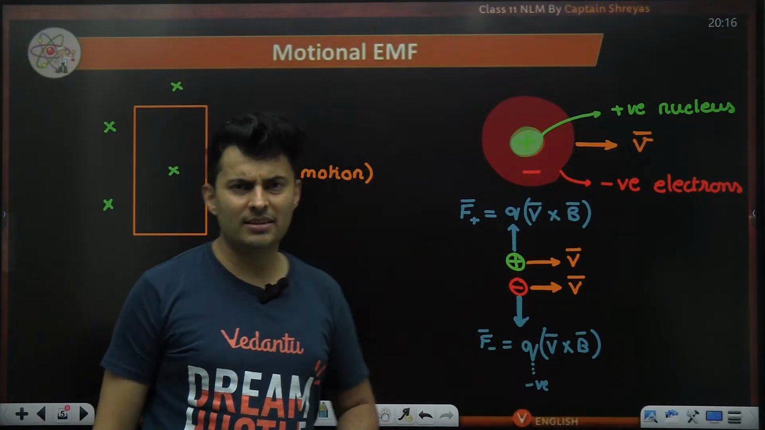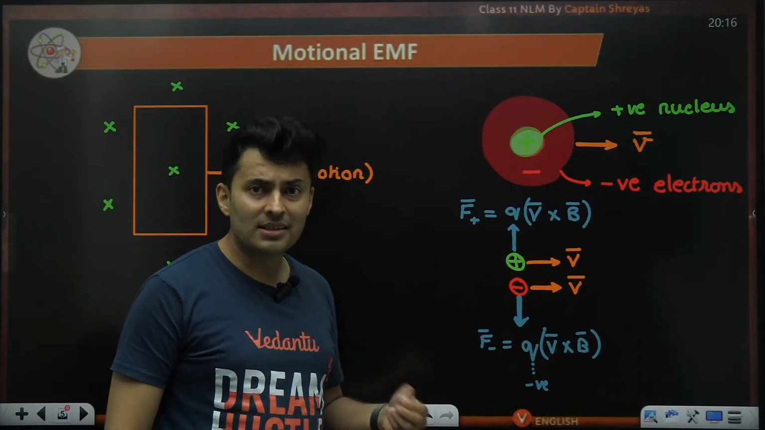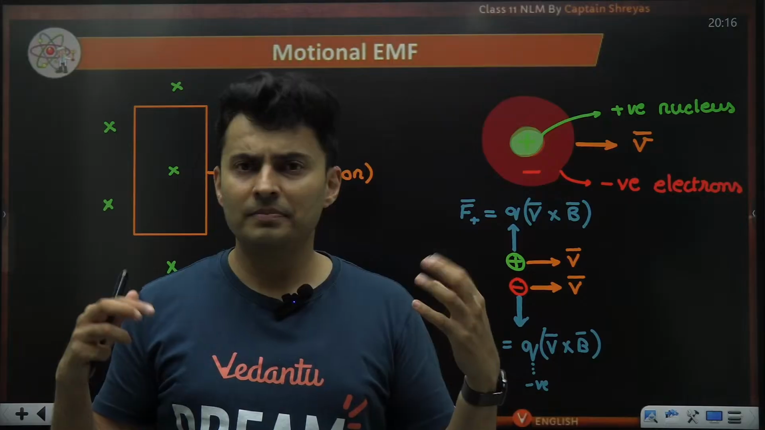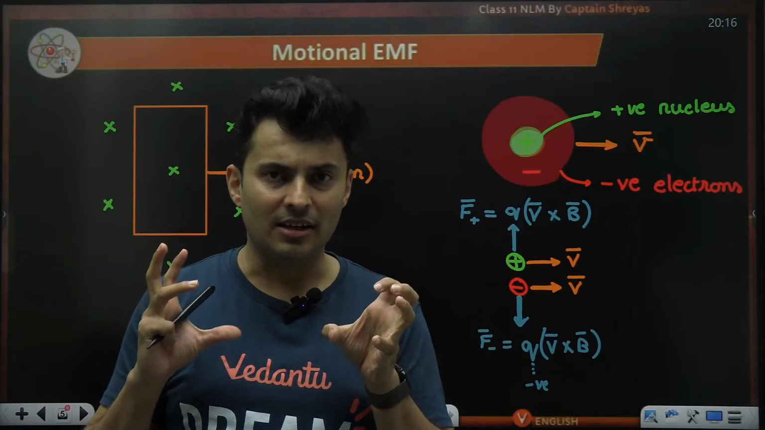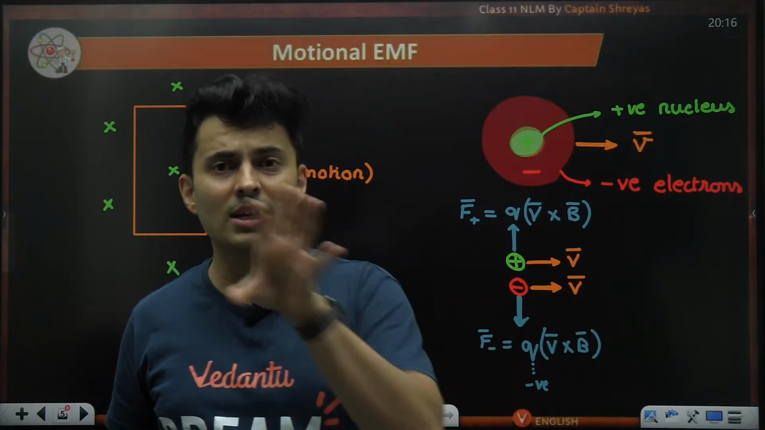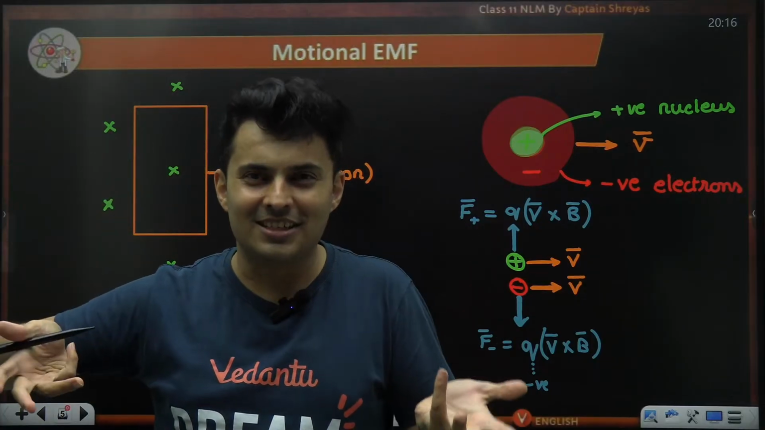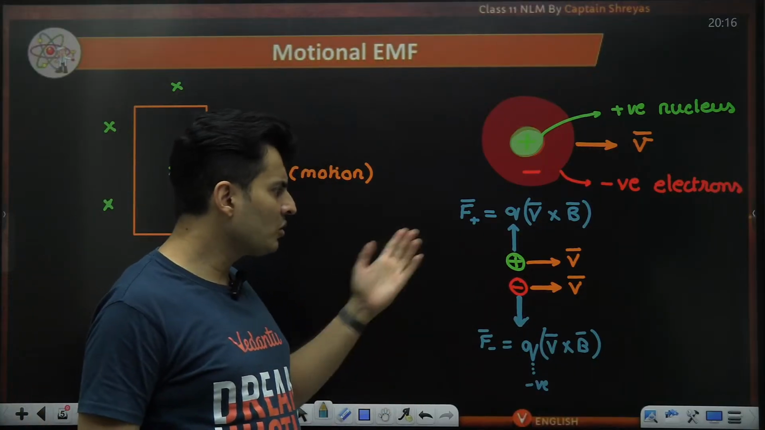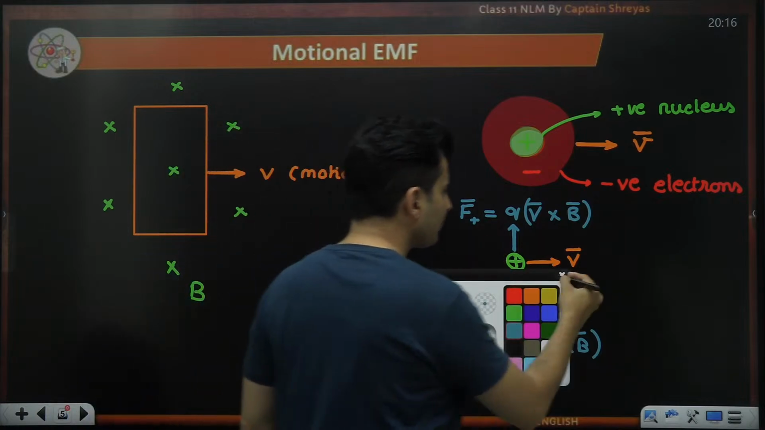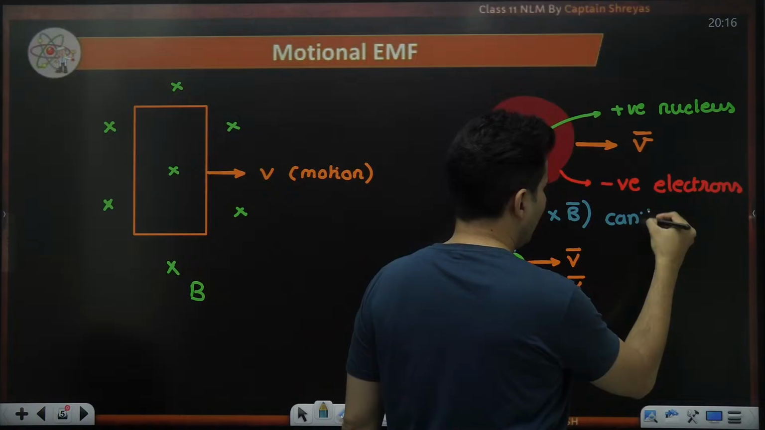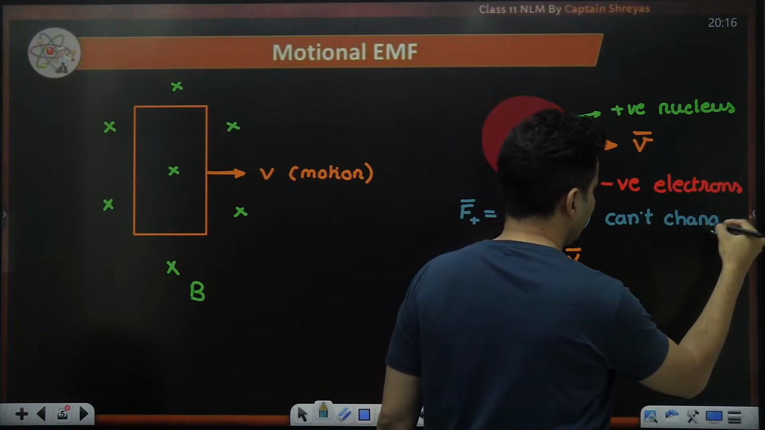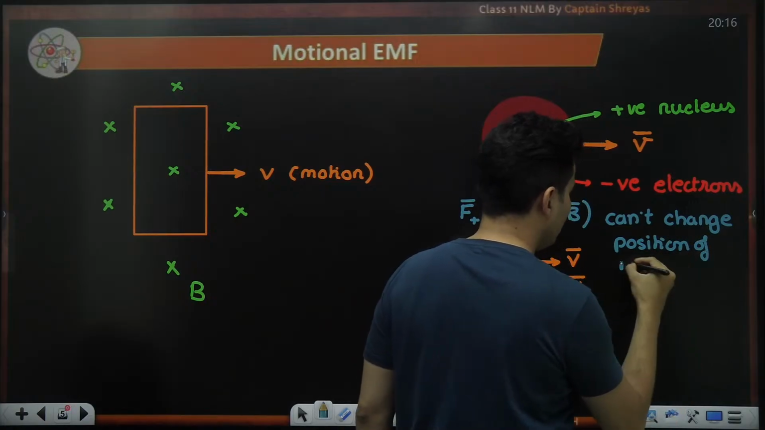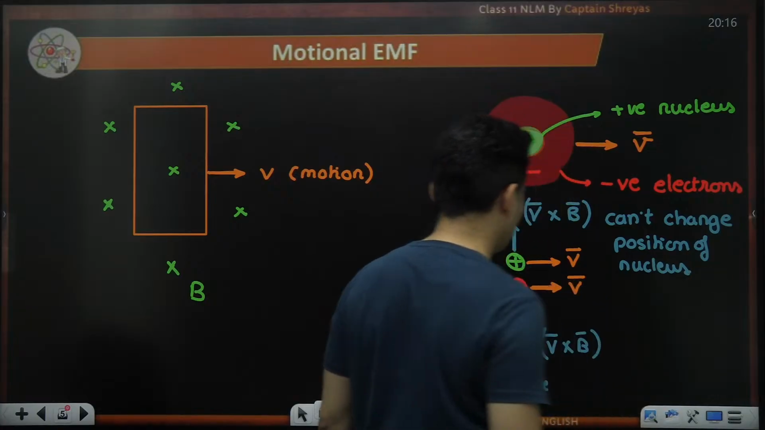Now, what happens is, this force on the nucleus cannot do much because the nucleus, relative to the structure of the solid, is stationary. So it cannot change places. If the nucleus moves, then the shape of the body will change, right? The major mass chunk of the atom is with the nucleus. So this force can't change the position of the nucleus.